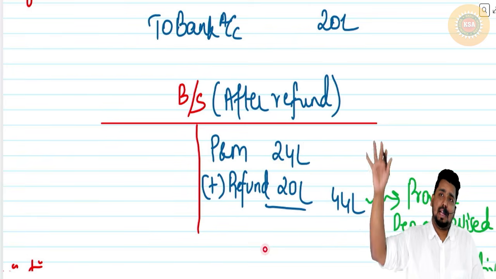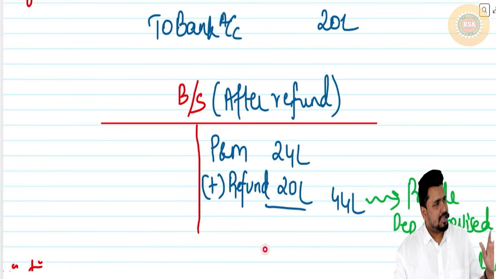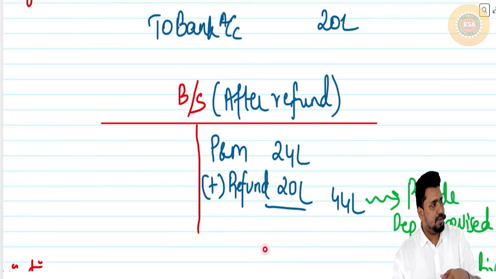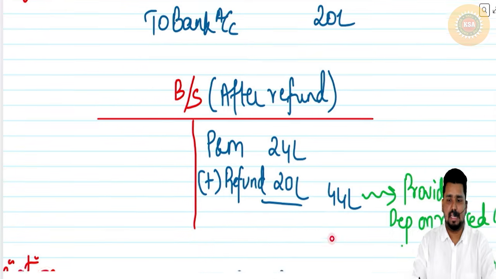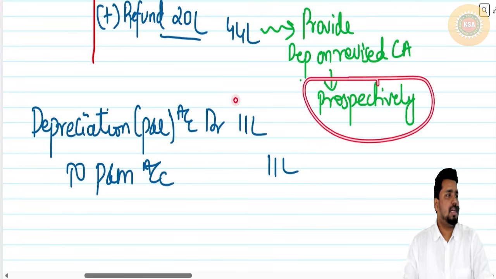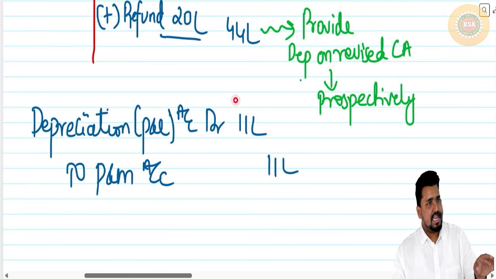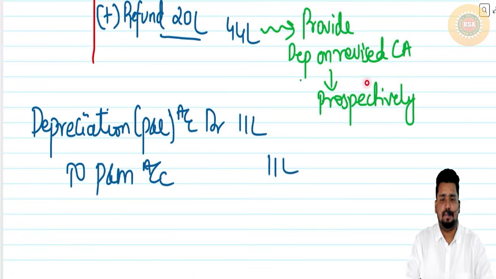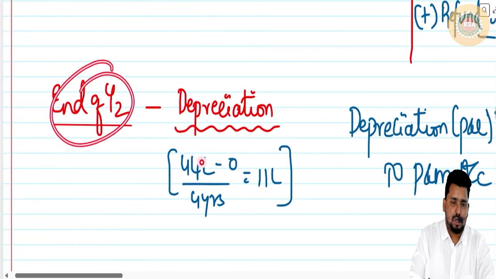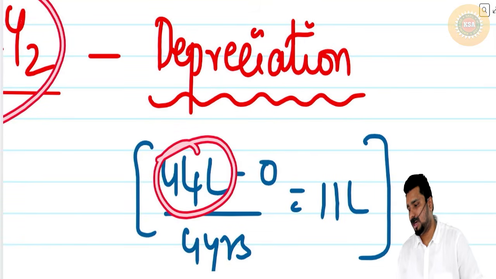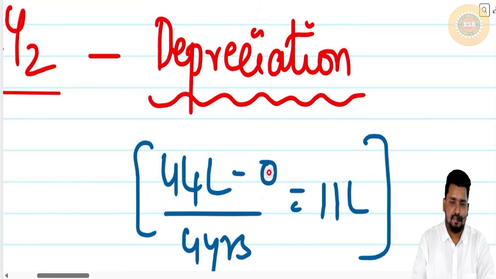Retrospective, where you go back and start depreciation once again, or prospective is fine. Who said this? AS10, when it is read with what? AS5. Changes in accounting estimate should be accounted prospectively. Even any changes in the carrying amount should be accounted prospectively. So, at the end of year number 2, now the revised carrying amount is what? 44 lakhs. Again, scrap value 0.